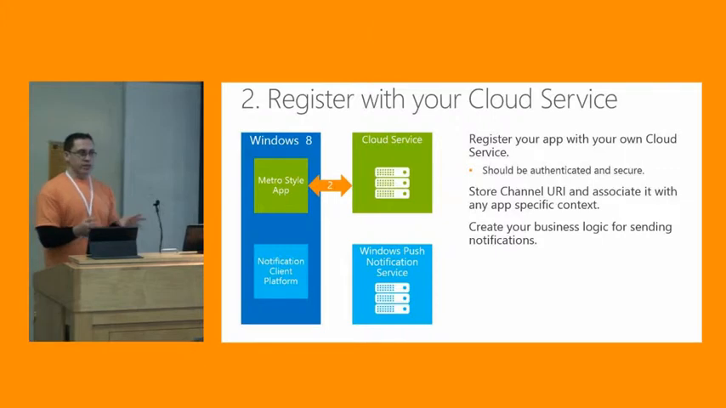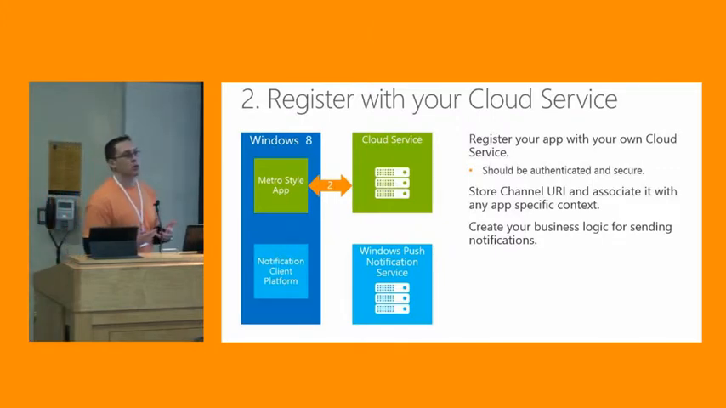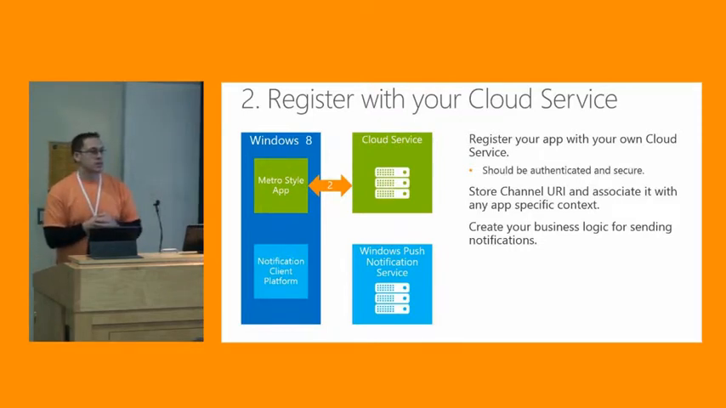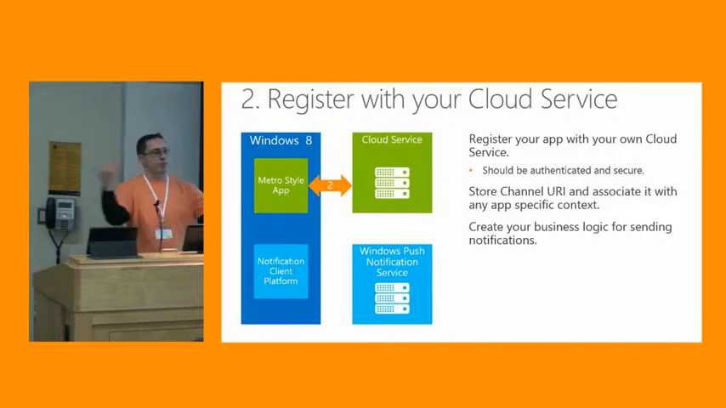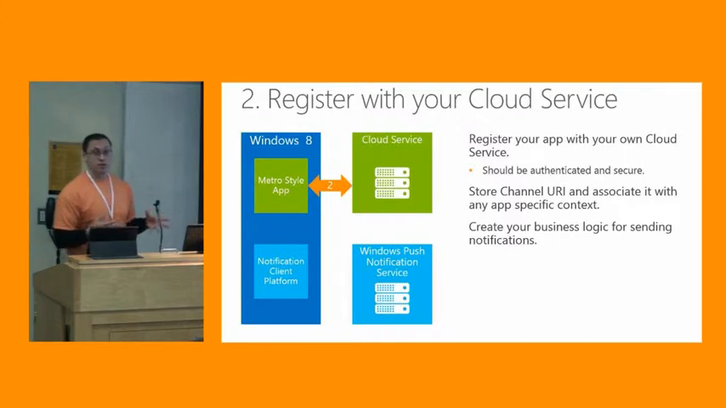But if this was a real app, we would also want to store parameters around that. So if I have Matthew's URI here, what does Matthew want pushed? Is it breaking news? Is it a specific section? Is it updates? What kind of things? And that's your business logic. That's what runs in your cloud service. So at the end of it, I have almost like a database table of URIs and parameters that go with it. This should be done securely, obviously. And again, the business logic is up to you to create.